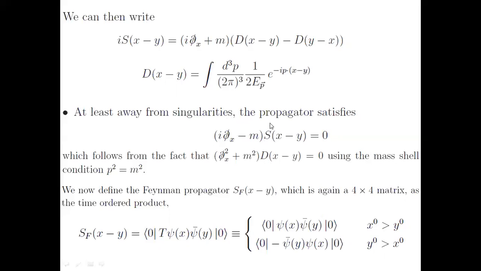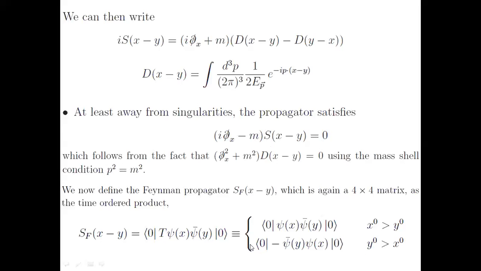Since this is the Green's function and this is the Green's function of the Klein-Gordon operator, we can relate them and say that this is the propagator of the Dirac particle, from the previous analogy, which satisfies the relation p squared equals m squared, the relativistic equation. Again, we define the Feynman propagator of the Dirac particle as S_F(x minus y), which is nothing but the time-ordered product of the psi(x) and psi-bar(y) fields.